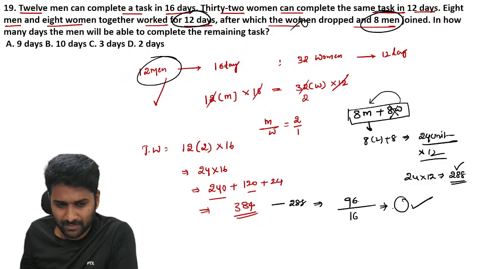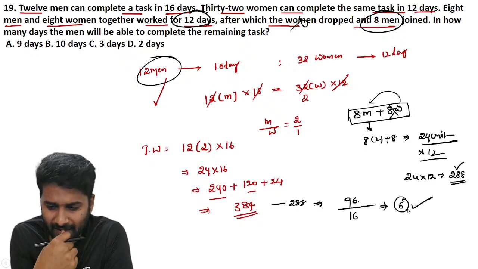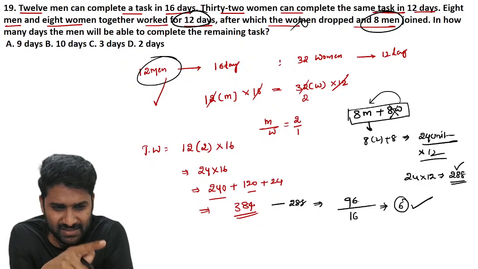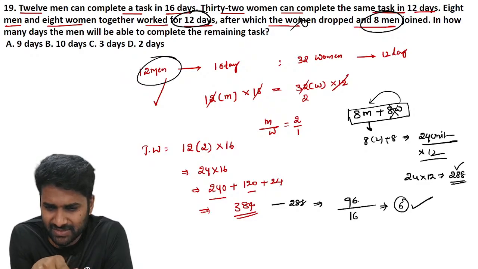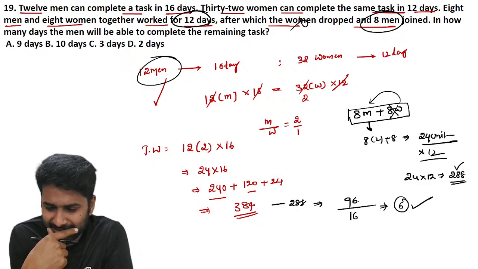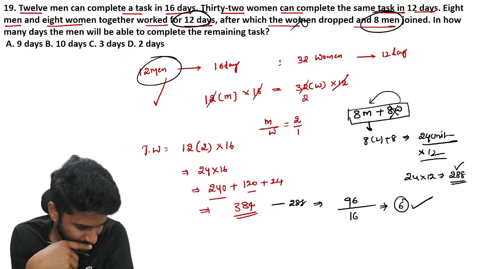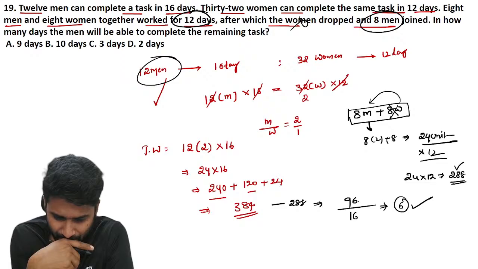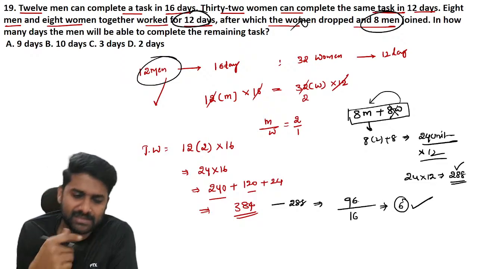Sorry, 16, 6 times, right? Because 8 men and 8 women worked 12 days, then the women dropped and 8 more men joined. 8 plus 8 is 16, 96 units in 6 days. So in how many days were the men able to complete the remaining task? 6 days. 6 days is the right answer.